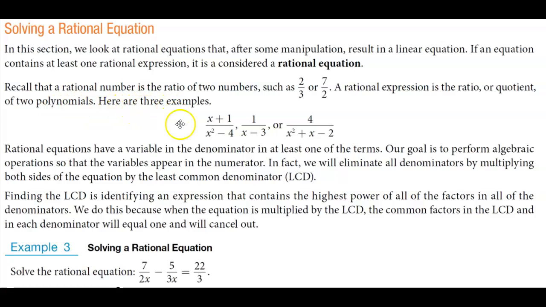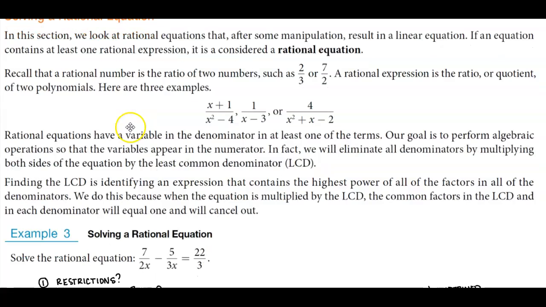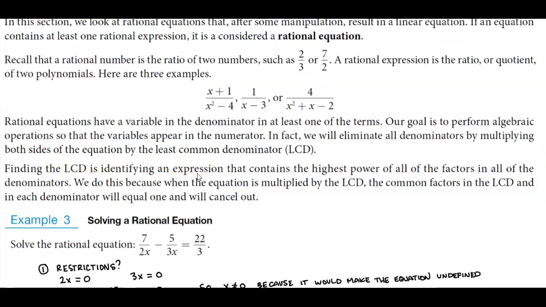Here are three examples: x plus 1 over x squared minus 3, 1 over x minus 3, or 4 over x squared plus x minus 2. Rational equations have a variable in the denominator in at least one of the terms. Our goal is to perform algebraic operations so that the variables appear in the numerator. In fact, we will eliminate all denominators by multiplying both sides of the equation by the least common denominator, LCD.